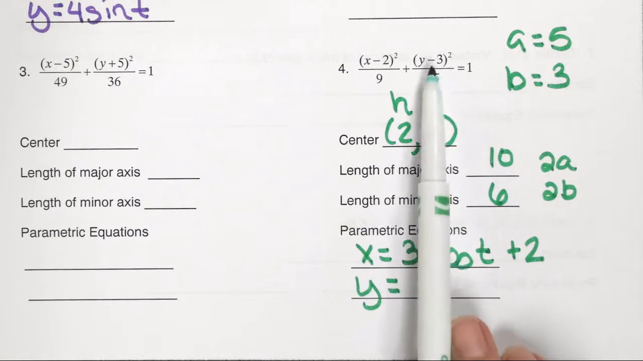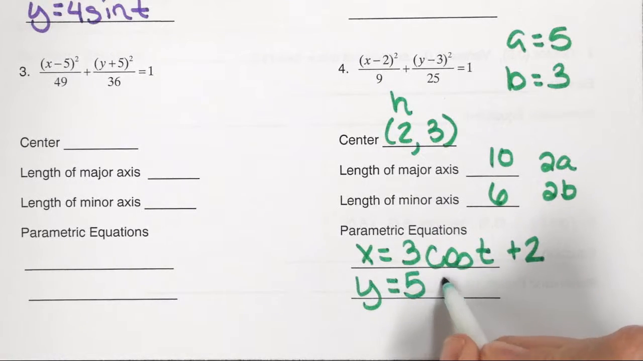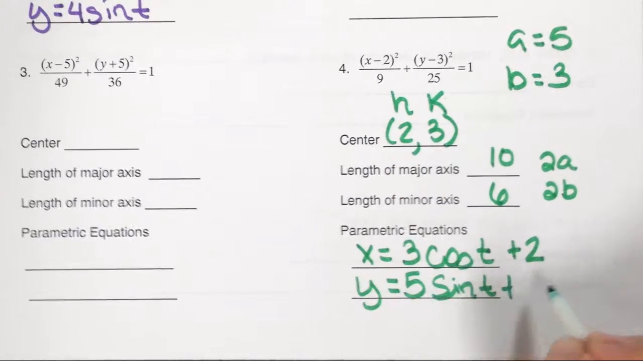Okay, go find your y. 25 is right below it. What's the square root of 25? What word means y? Sine. Put your t, and then I need my k. What is my k? Plus 3.